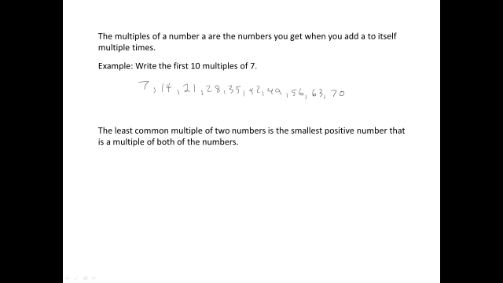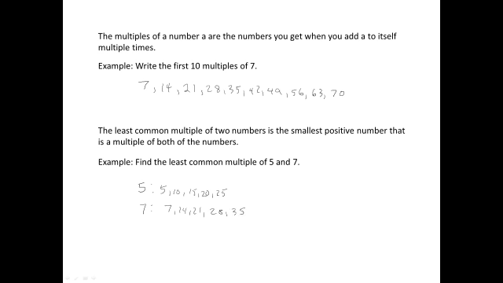The least common multiple of two numbers is the smallest positive number that is a multiple of both of the numbers. Example, find the least common multiple of 5 and 7. In order to find it, we have to think about the multiples of 5 and the multiples of 7. So multiples of 5 look like 5, 10, 15, 20, 25. Multiples of 7 look like 7, 14, 21, 28, 35, and so on.